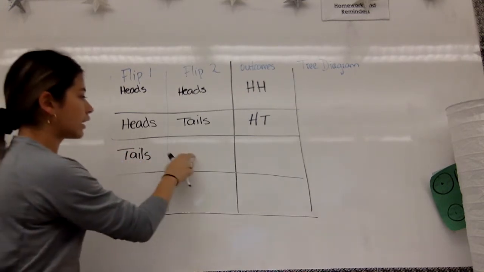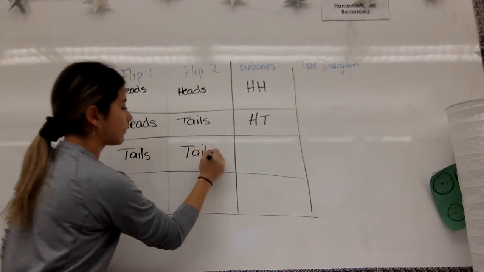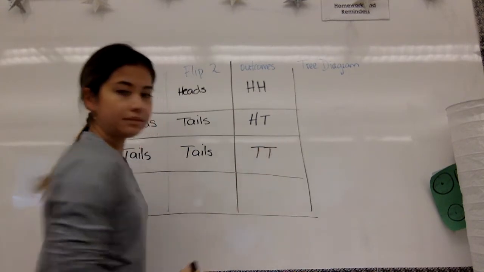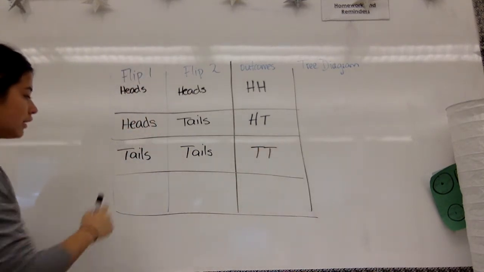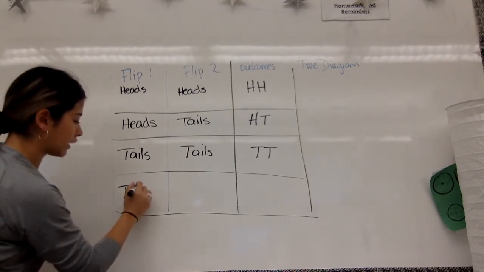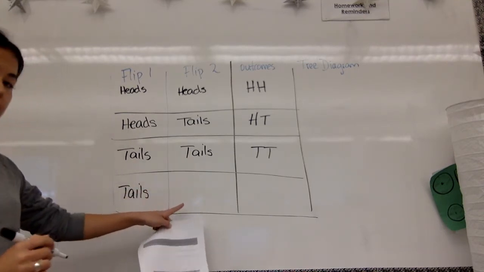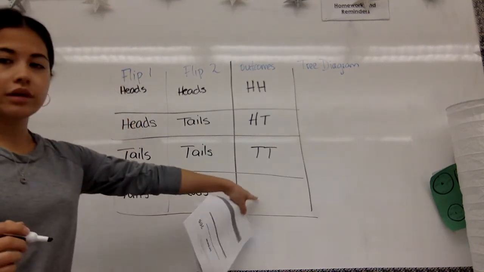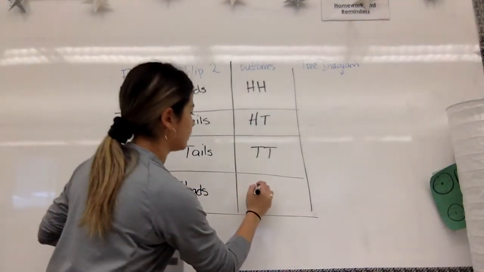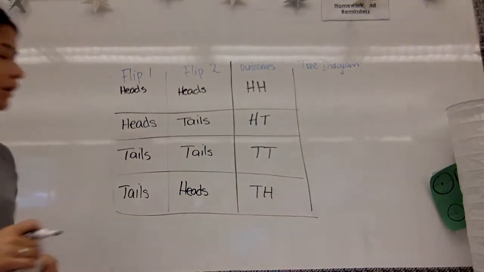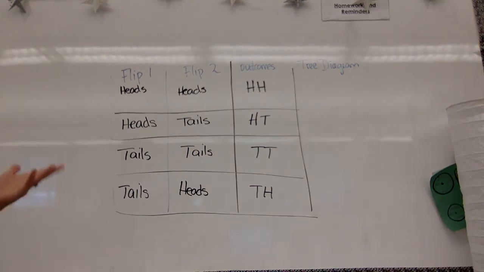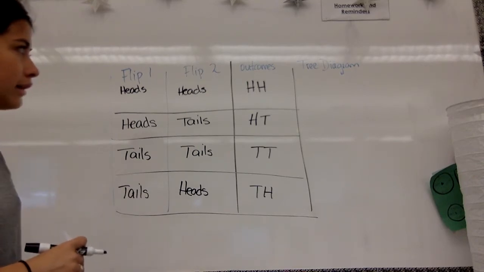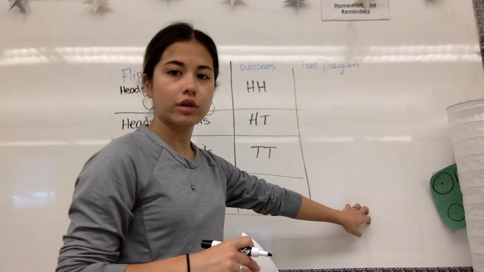So if I got tails, I could also flip tails on my second one, which means my outcome is tails, tails. Okay, my last outcome, I could get tails, and then I could also get heads. So my outcome is tails, heads. Okay. So those are all the outcomes. There are no other combinations you could have gotten if I flip the coin twice. And then over here is where we're going to draw a tree diagram.